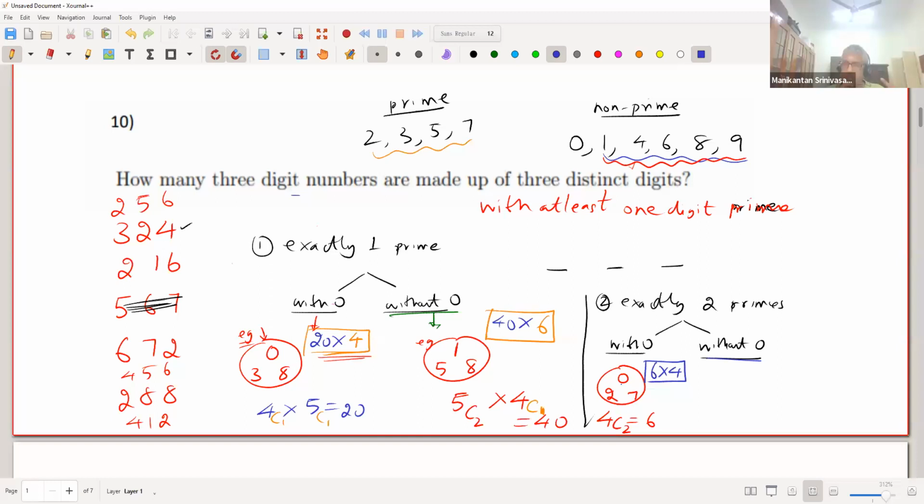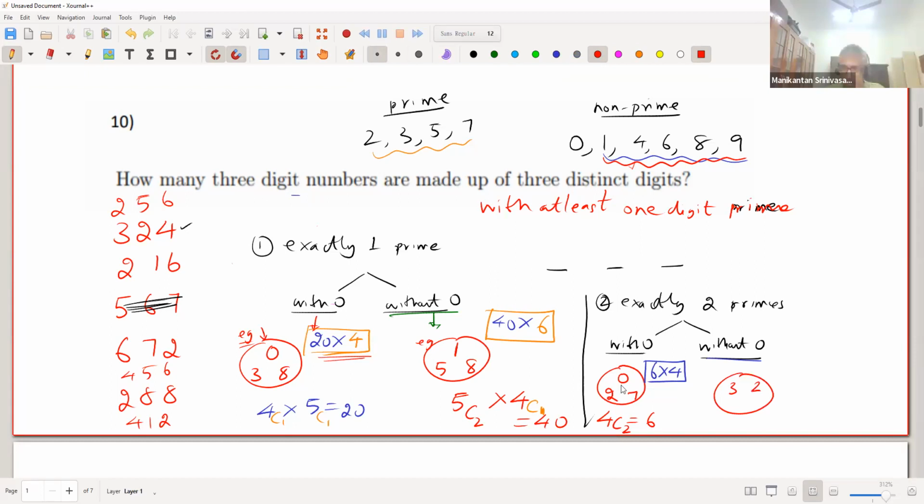Okay, all right. So without 0, again, I'll write an example here. Without 0, let's say the two non-prime digits I've picked are 4 and 9. Exactly two primes, right? So I have to select 2 primes. And let's say it is 3 and 2. And then the non-prime digit that I select is 6, right?